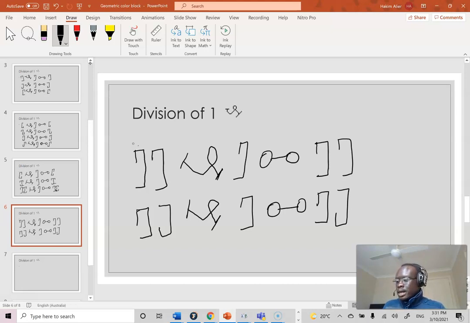So that is how we are writing the Pan-African writing system. I hope you enjoy it. We're going to go now to the second part, which is the division of 2, and then we're going to continue on until the division of 12. So from 1 to 12. Thank you. This is the division of 1 from number 1 to number 12.